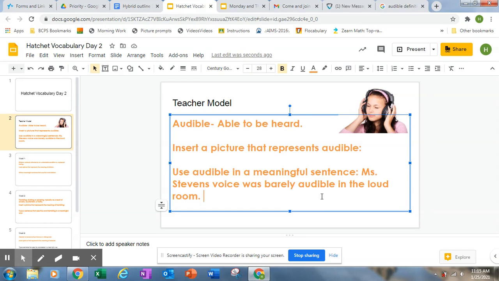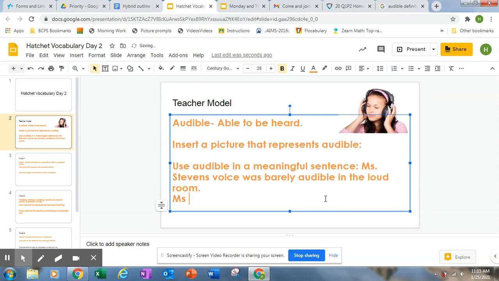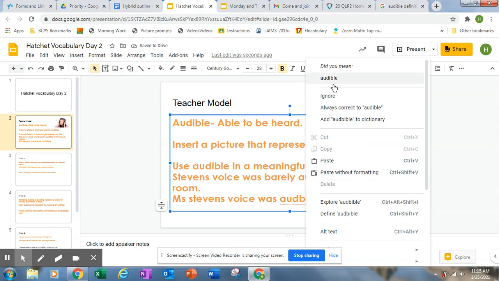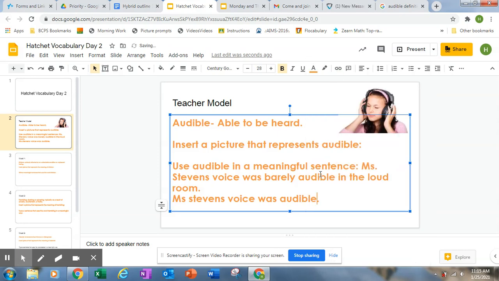Now, if I typed a sentence that was like Miss Stevens' voice was audible, that is a pretty good sentence, but it doesn't really tell me what the meaning of the word is. So adding in that it's barely audible in the loud room gives me an idea of what that word means. So this is more of a sentence that we're looking for. This is a good sentence, but it's not the best sentence you could use.